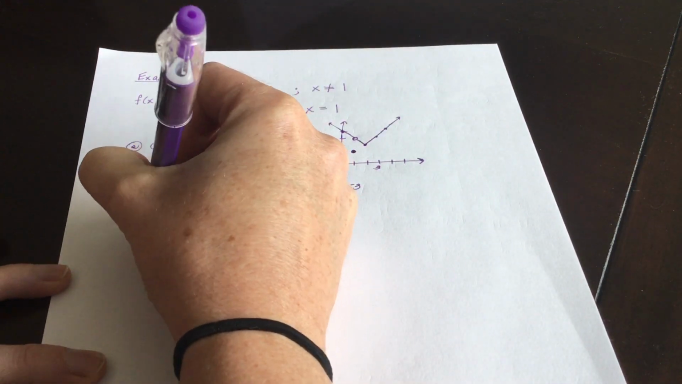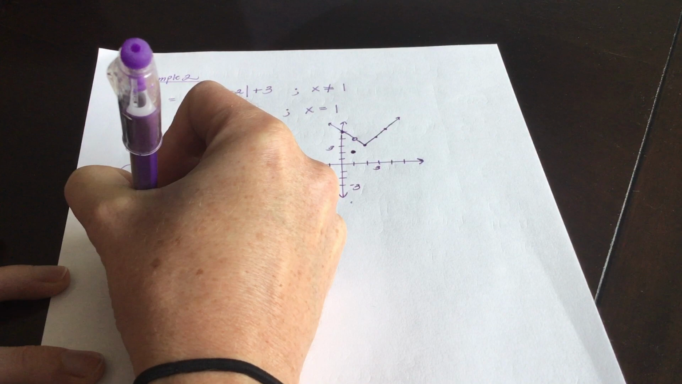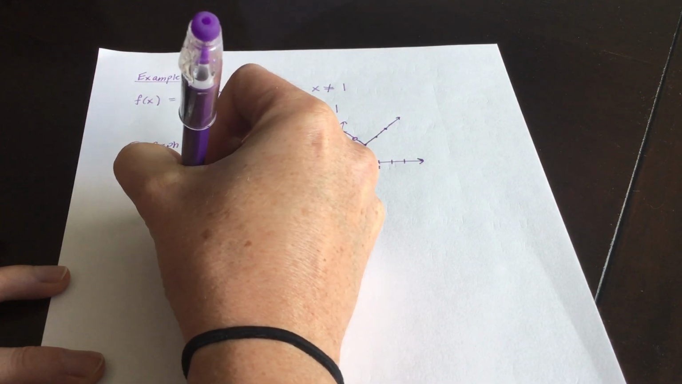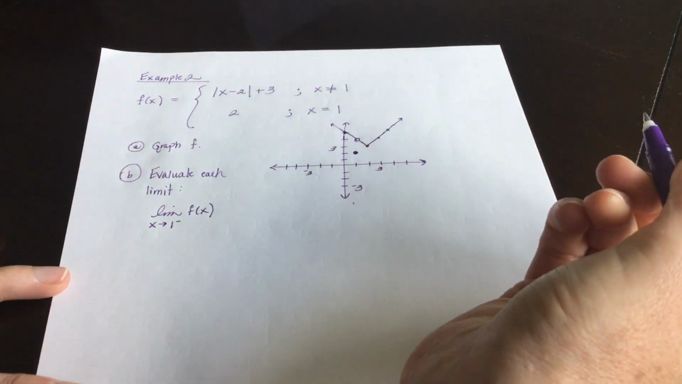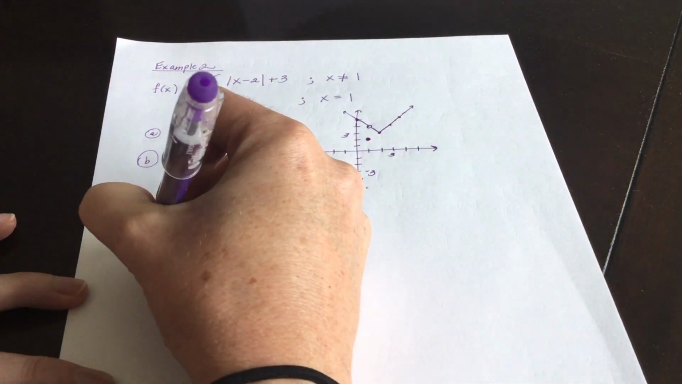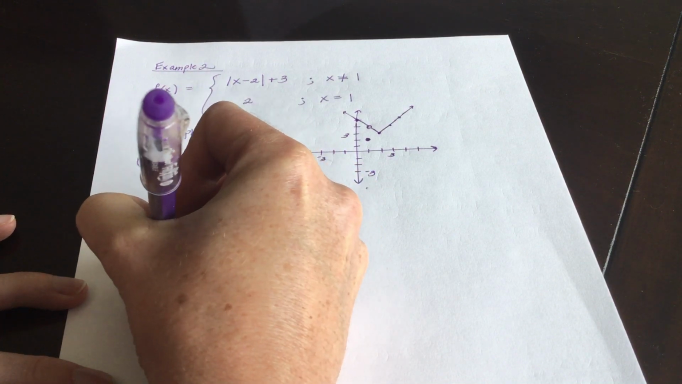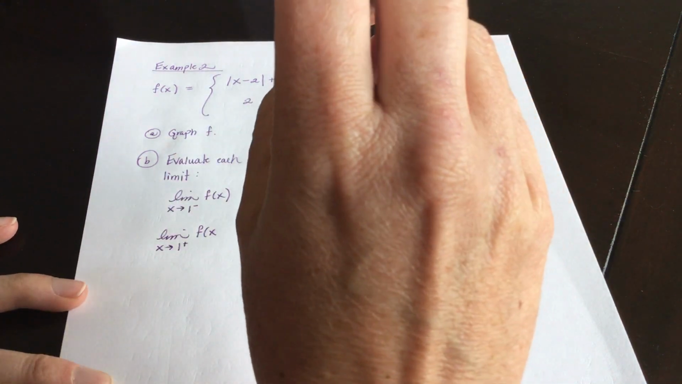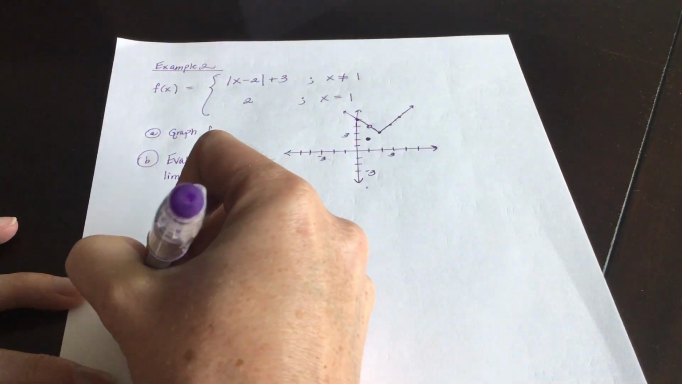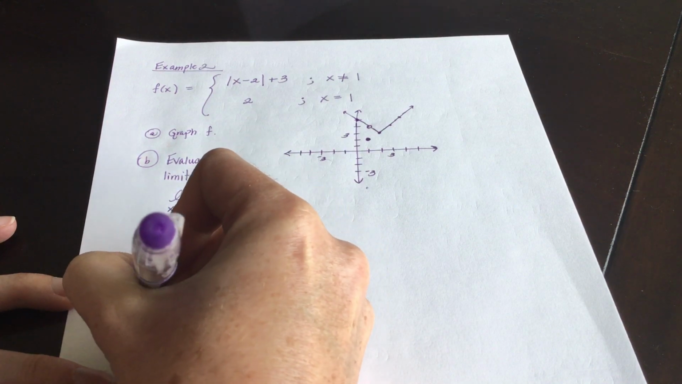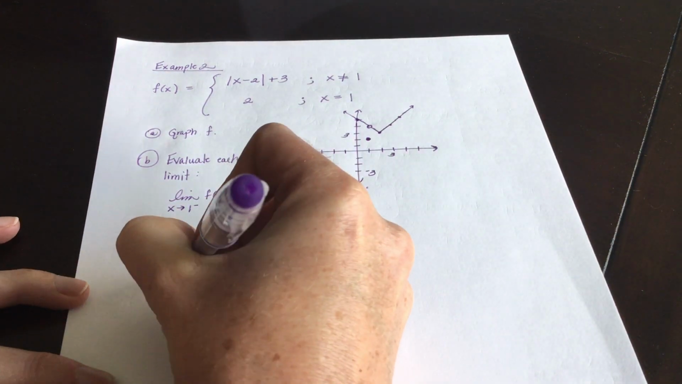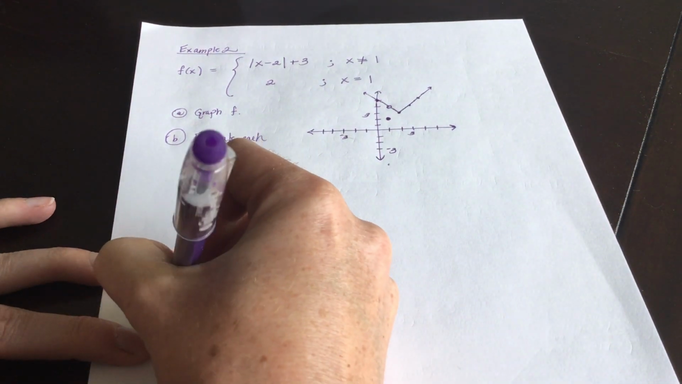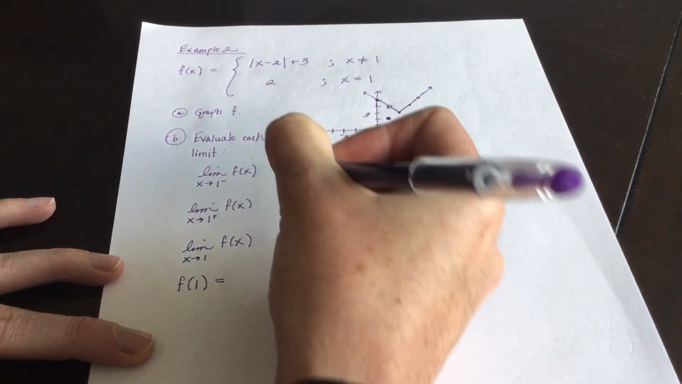So first, let's ask you, what's the limit as x approaches 1 from the left of this function? And then what's the limit as x approaches 1 from the right of this function? Yeah. And then what's the limit as x approaches 1 of this function? And then last question, what would you say f of 1 is?